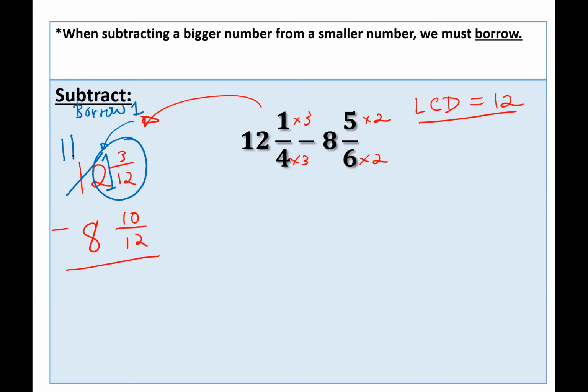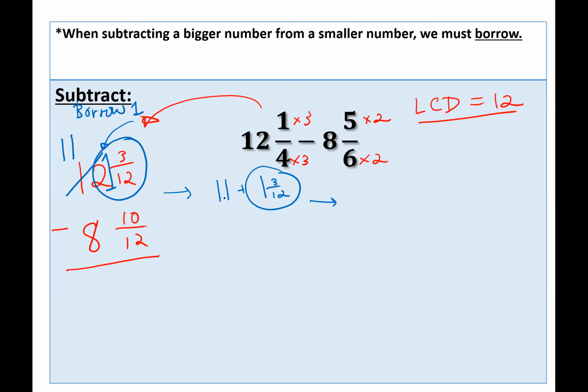Okay, so this is now 11 and 1 3/12. So when I rewrite that, the 1 3/12 now gets turned into an improper fraction. I'm purposely creating an improper fraction. I want it to be big enough so that I can subtract this 10/12.